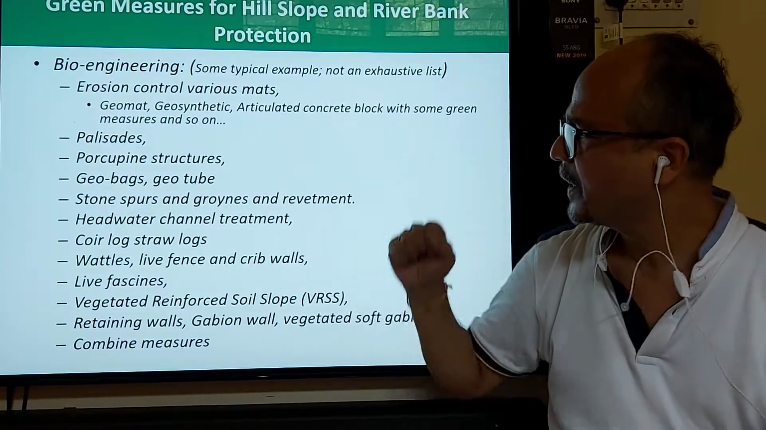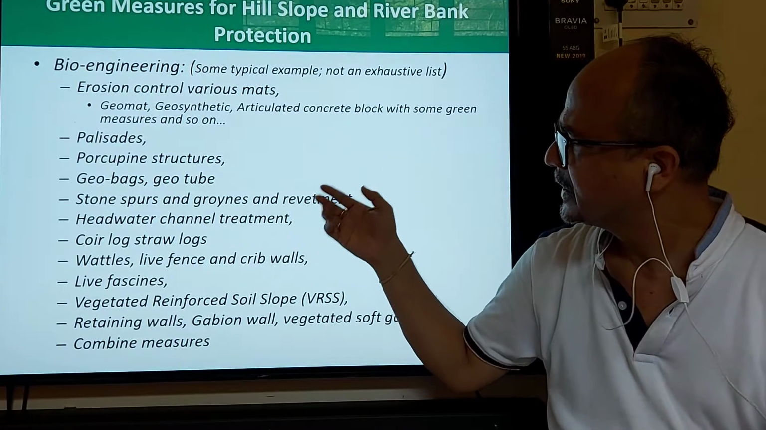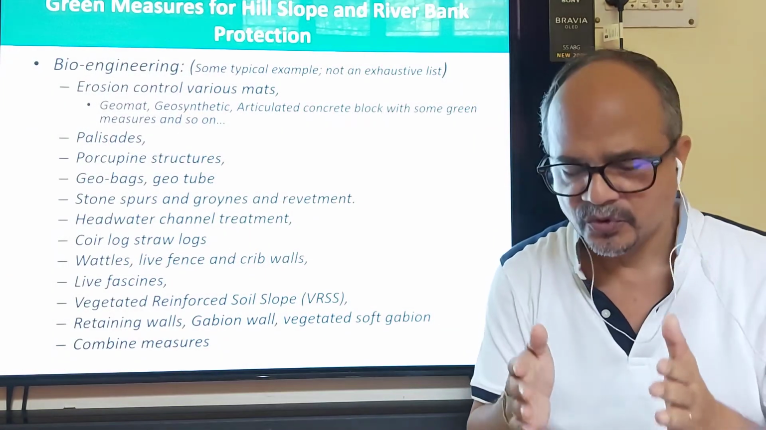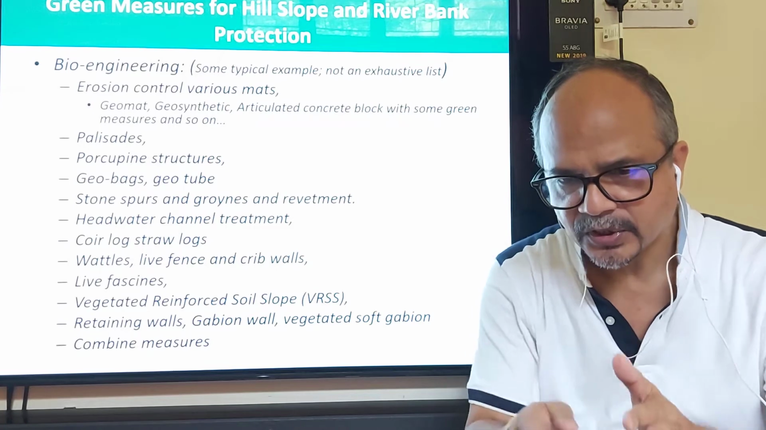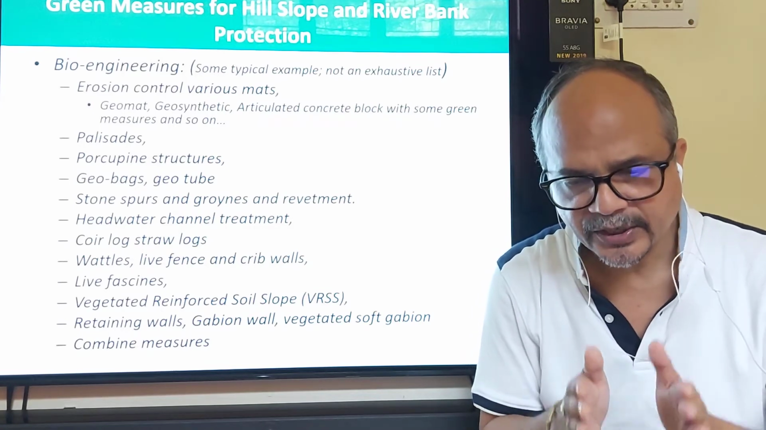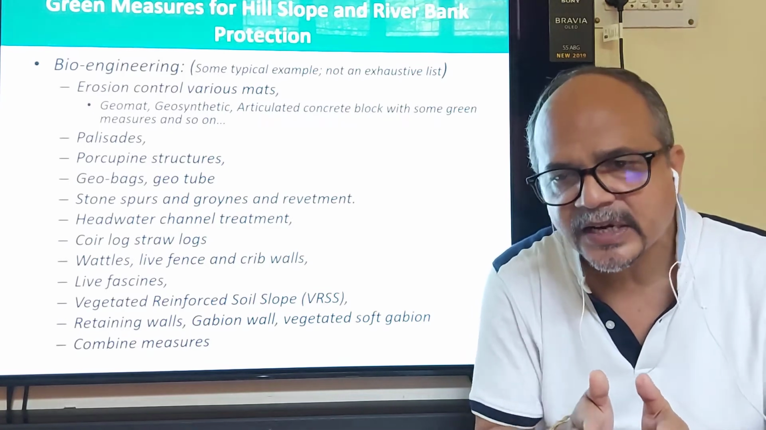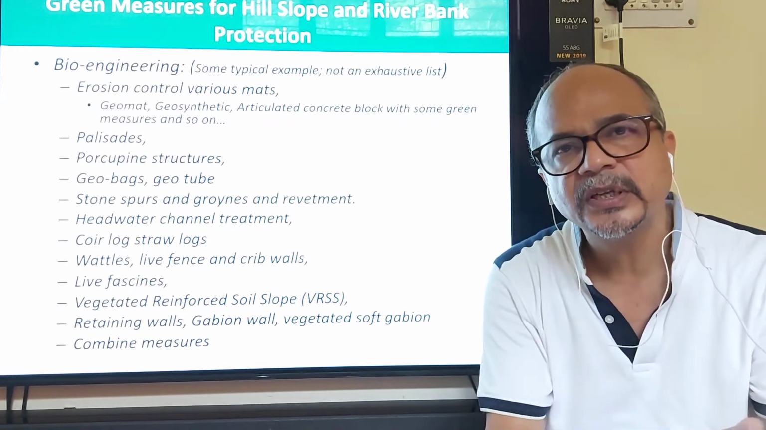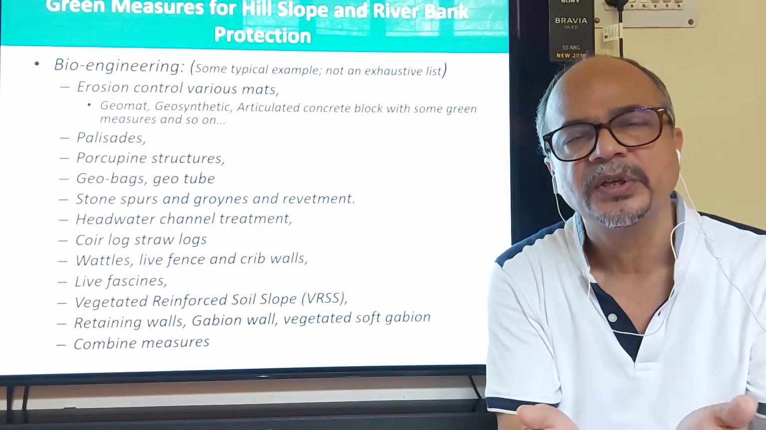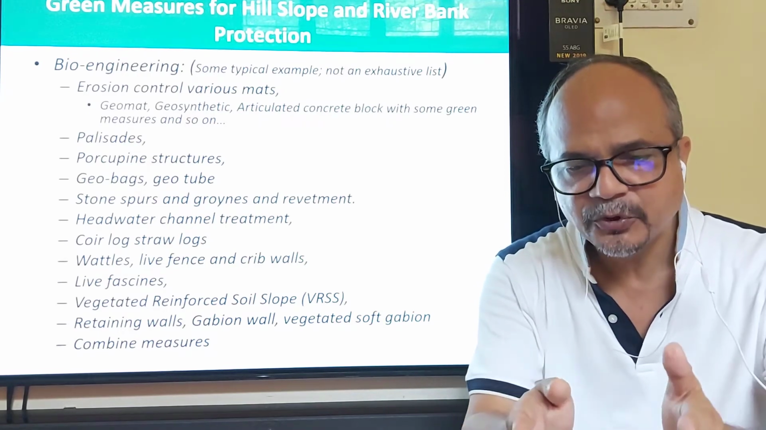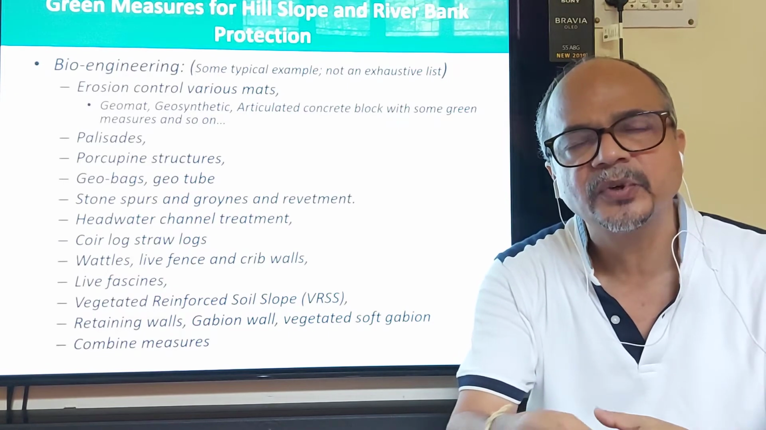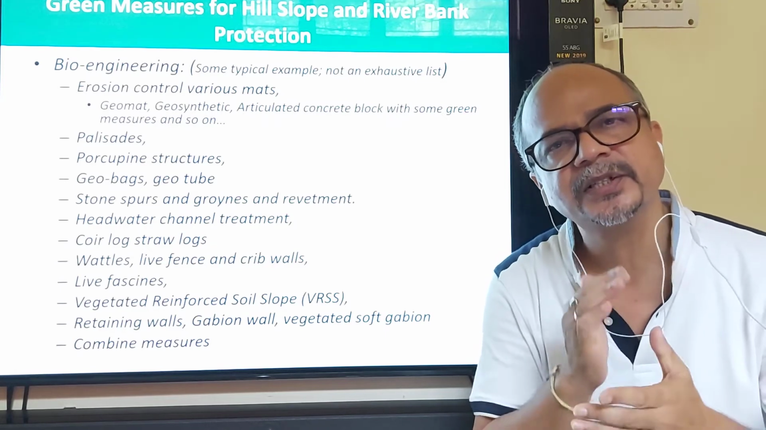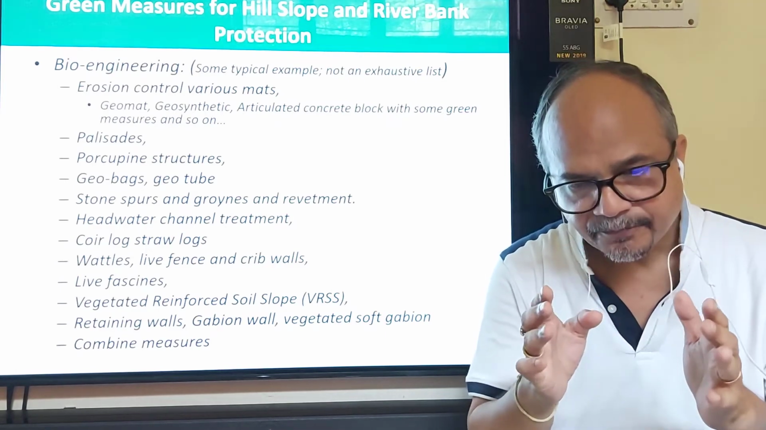Similarly, stone spurs or groins and this kind of revetment, as I said, if stone is available there, then we can put those stones. This is also a natural material. So that stone we can extend into the river in a particular orientation, and sometimes a netting needs to be given. If we provide that netting, then within that all the stones will work together and will not be washed away.